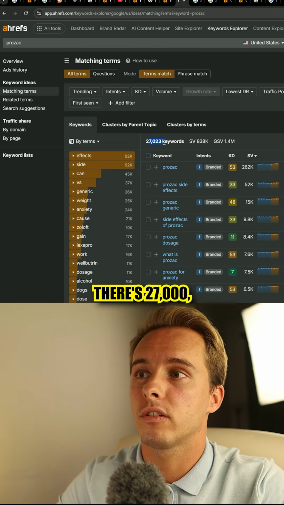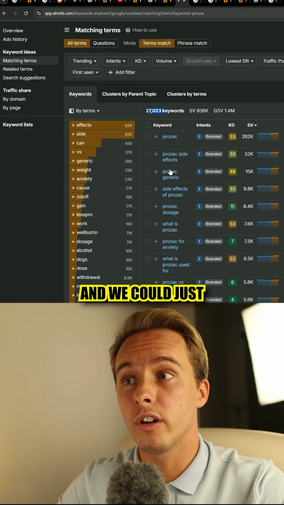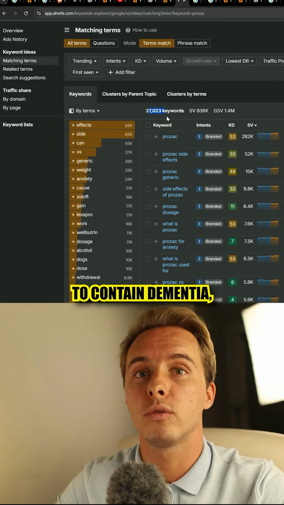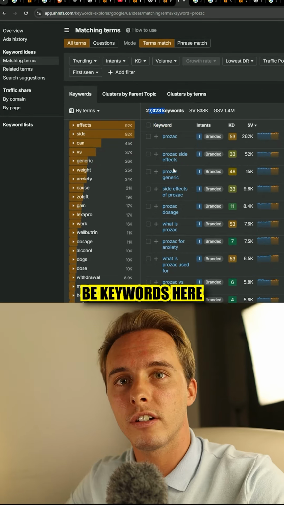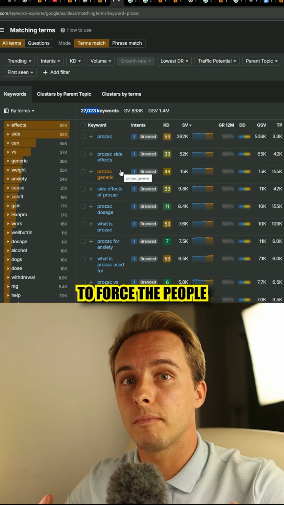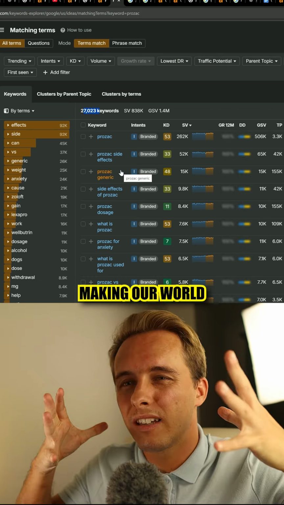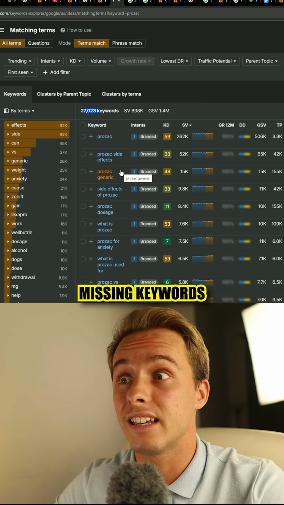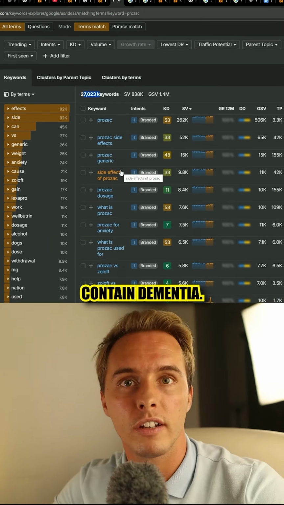There's 27,000 keywords related to that, and we could just play with this without having to force it to contain dementia, because there could be keywords here that are relevant to my client that helps people that have dementia, but we don't need to force the people to search dementia, because if not, we're making our world a little bit too small and we're missing keywords that could be relevant for us that don't contain dementia.